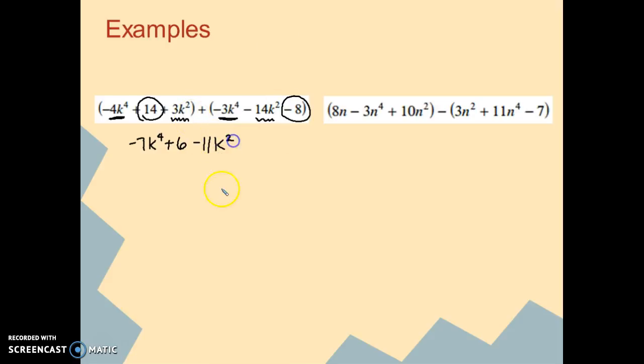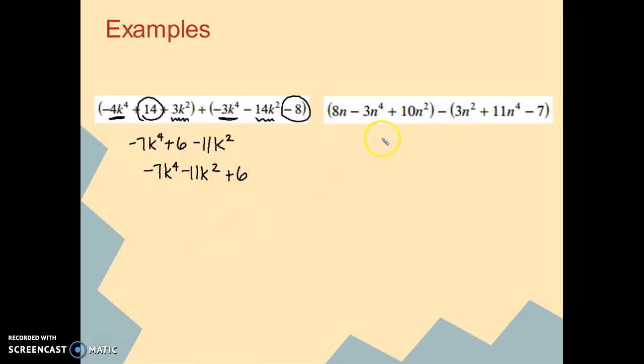Okay, a rule of thumb, you always write your polynomials in descending order of their exponents. So my highest exponent is k to the 4th, so I'm going to put that term first. Then I have k squared, so I'm going to put -11k squared, and then my constant doesn't even have a variable or an exponent, so plus 6.